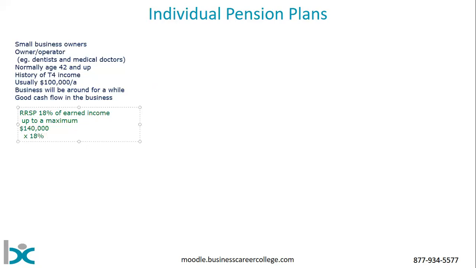So we can do 140,000 times 18%, and that's going to give me $25,200.